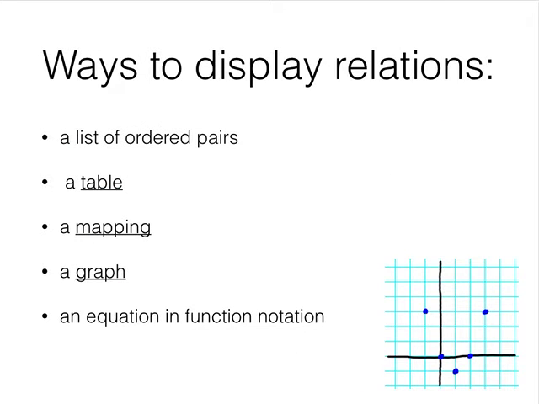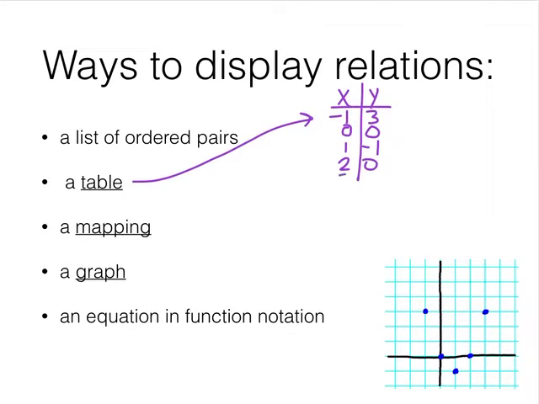How do we display a relation? Well, the first way you display a relation, actually the third one on the list, is this graph right here with x and y axes and points on the coordinate plane. But I can also make a table for my graph, and I would have x and y values on the table: -1, 3; 0, 0; 1, -1; 2, 0; and finally 3, 3. So there's a table for my relation.